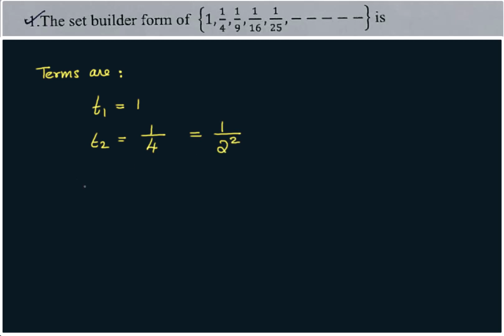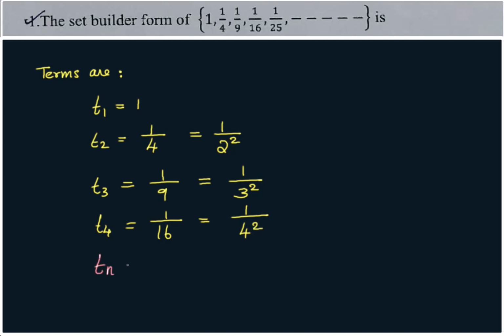Taking the elements of the set, we can see 1 can be written as 1 by 1 square. 1 by 4 can be written as 1 by 2 square. 1 by 9 as 1 by 3 square. And similarly 1 by 16 as 1 by 4 square, and so on. So generally we can say an element of this set is of the form 1 by n square, where n is a natural number, or n belongs to capital N.